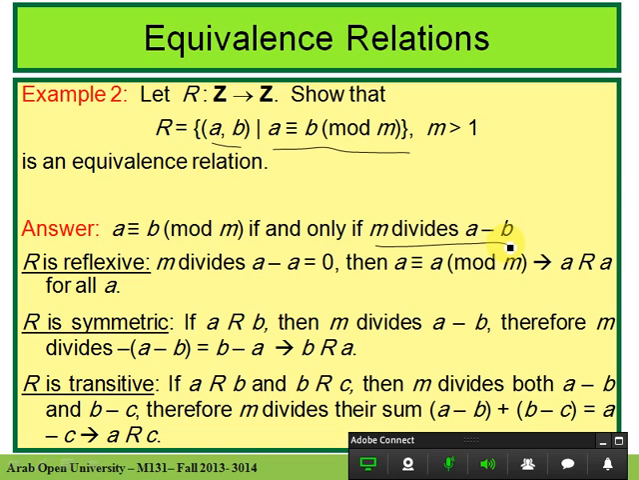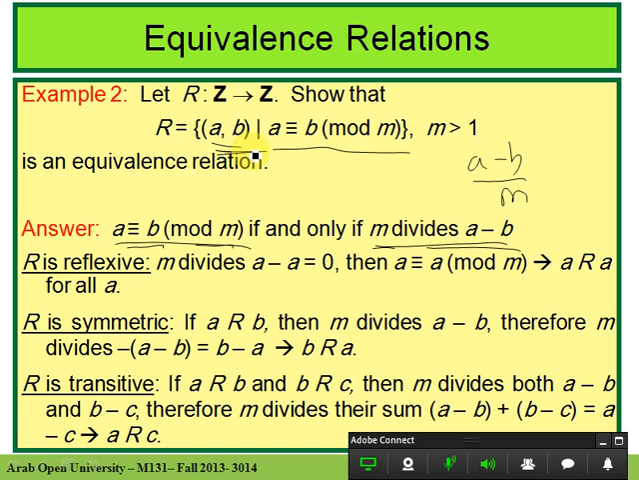Then we say that a is congruent to b. The congruency rule says that a is congruent to b modulo m if and only if m divides a minus b. Any two integers you take, a minus b should be divided by m. This is the congruency rule. Now based on this rule, you check for the set of integers: reflexive, symmetric and transitive. Let us take the reflexive.